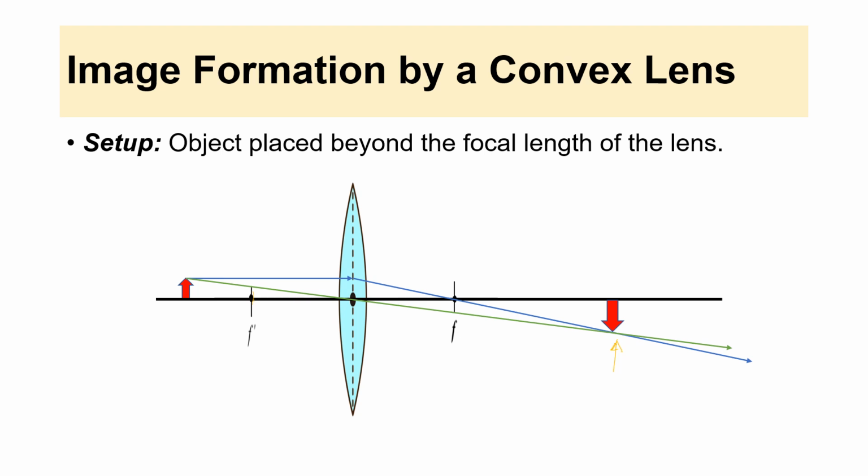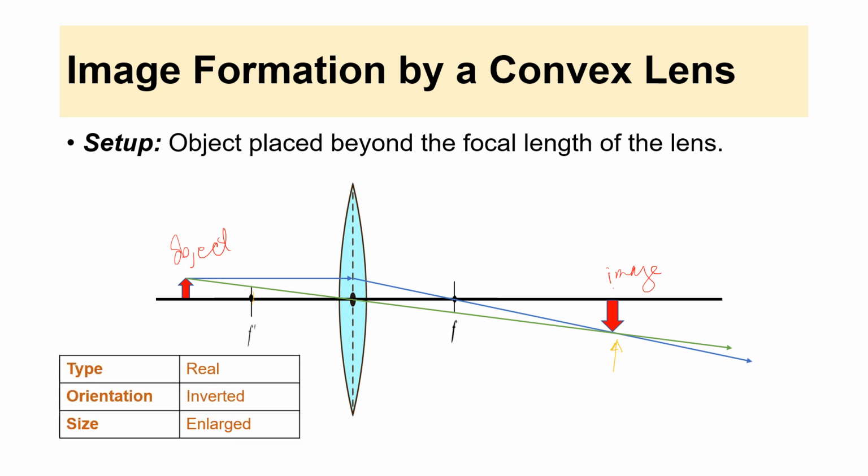So as you can see, if we're going to compare the image formed versus the object, the image formed is larger, it is inverted, and since it is formed on the opposite side versus the object, it is real. So the characteristics of our image, for the type, we have the real, orientation inverted, and then size is enlarged.